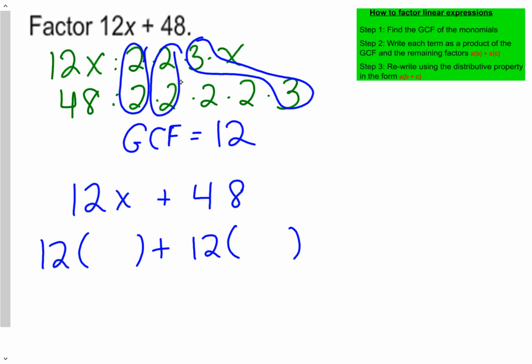Okay, and in 12x, whatever's remaining, that is x. And what is remaining in 48? 2 times 2, which is 4. So now we want to rewrite it using the distributive property. So the 12 is in common, it comes on the outside. And what are we left with? x plus 4.